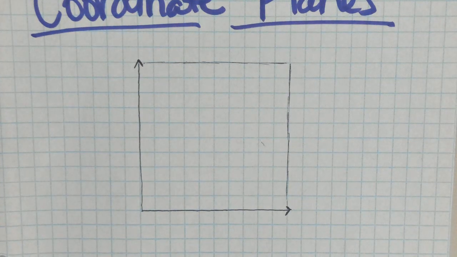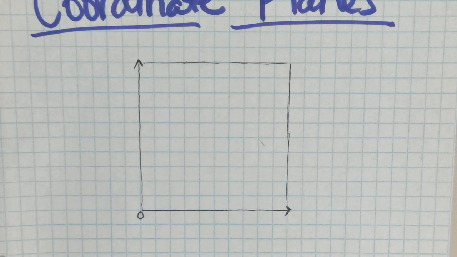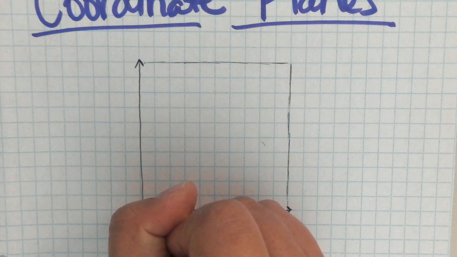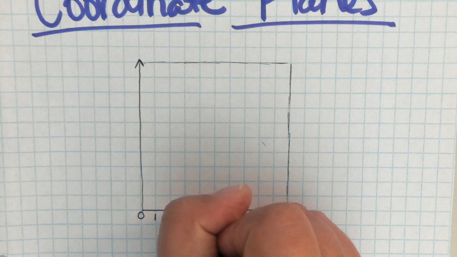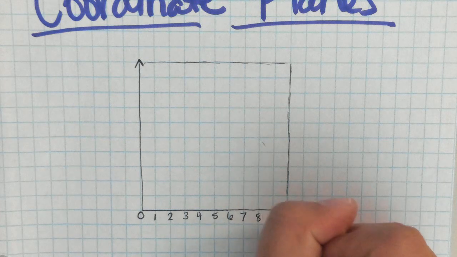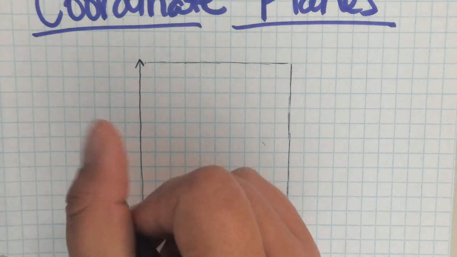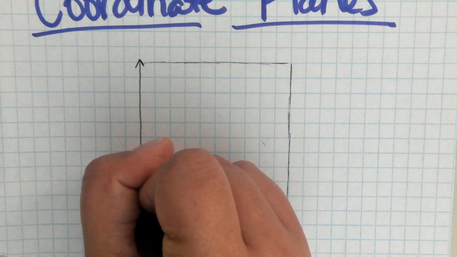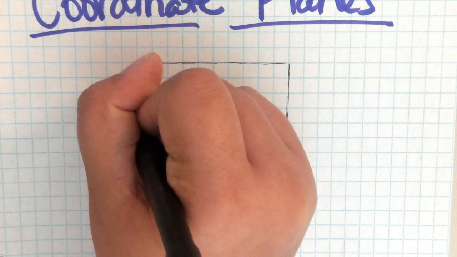Our point of origin always starts at 0. So I'm going to label that 0, and then I need to make sure that I label my lines. So moving along my horizontal line, I'm going to start numbering. I'm going to number all the way to 10. And then moving along my vertical line, numbering my lines, I'm going to move up and label all the way to 10.